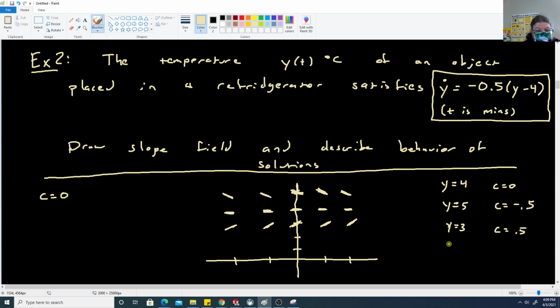Everybody with a y value 2, 2 minus 4 is negative 2. Negative a half times negative 2 is positive 1. So that'll give us a slope of 1 at 2. All of our points have y value 1.